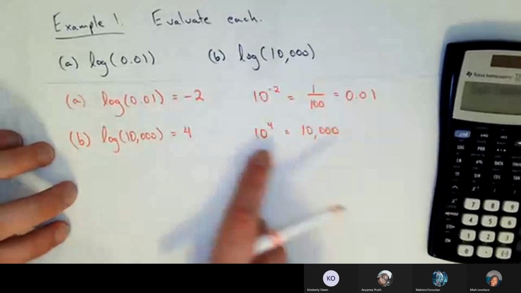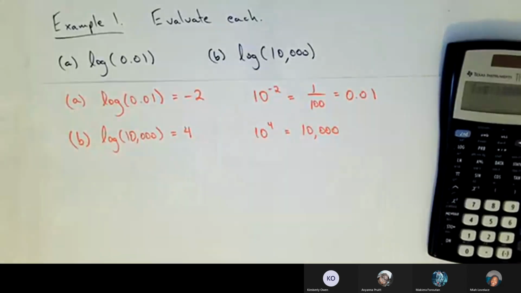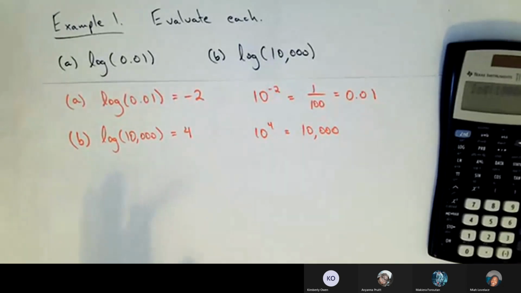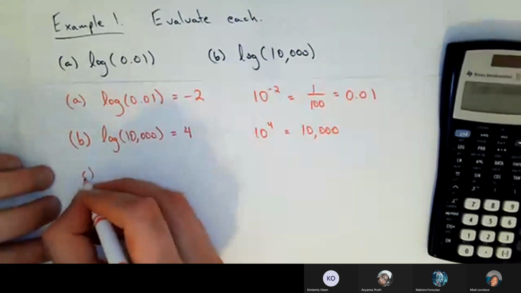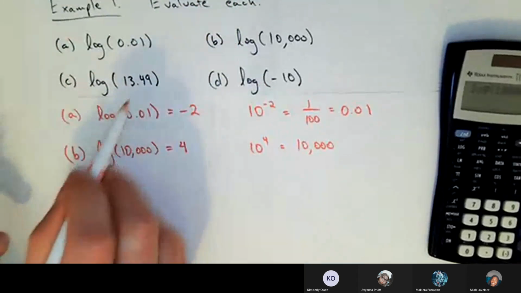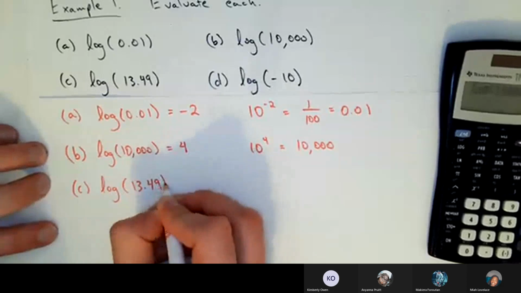I'm just confirming that this is correct by rewriting it in exponential form. That's all I'm doing. This is not necessary because you can trust the calculator when it comes to log base 10 and the ln, the natural log, because you have a button for it. But you should understand where the answer is coming from. Now, here's one where you cannot really understand where the answer is coming from because it's not a power of 10. Log of 13.49.